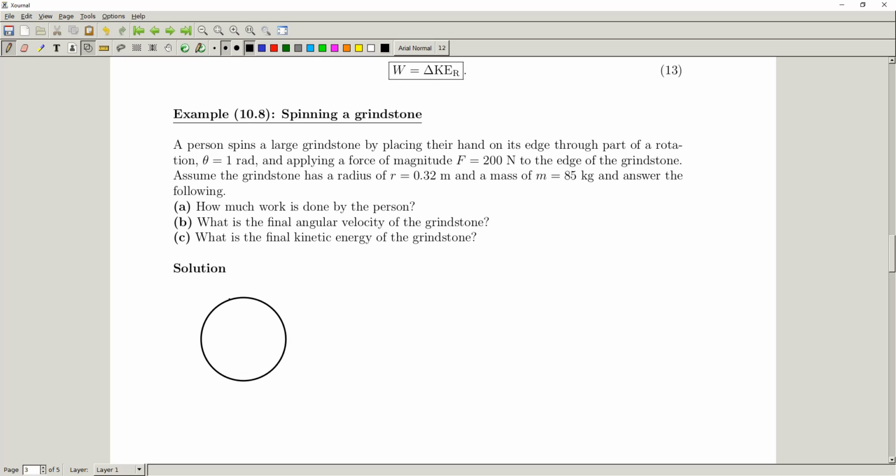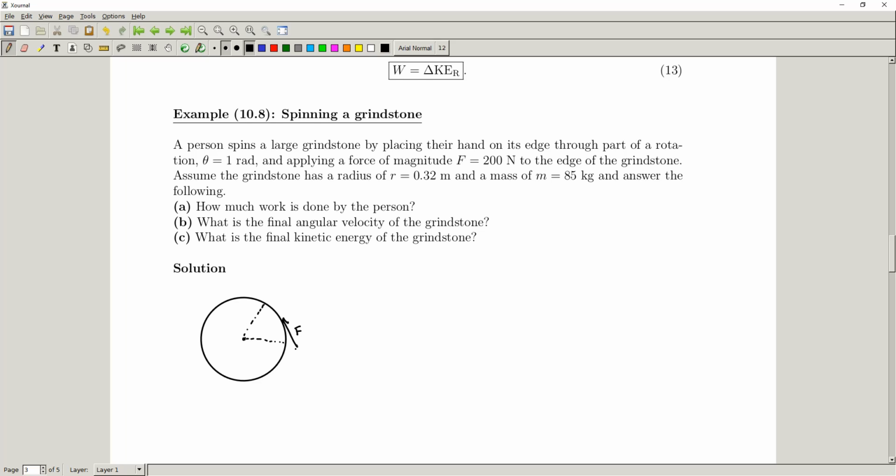Okay, so that's our large grindstone. So they place their hand on the edge of the grindstone when it's not moving initially, and then they apply a force to it. So I can sort of draw that on here. Let's say we apply a force like this, some force through 1 radian of rotation, right? So we're going to go somewhere from like here to, I don't know, something like this.